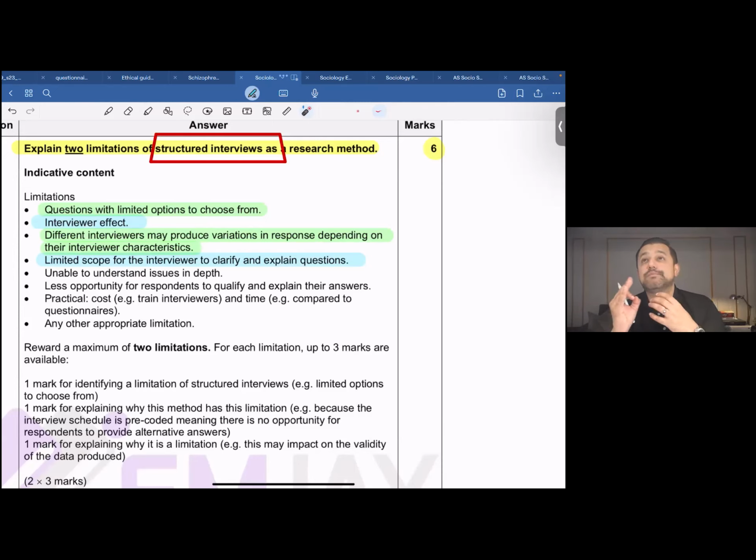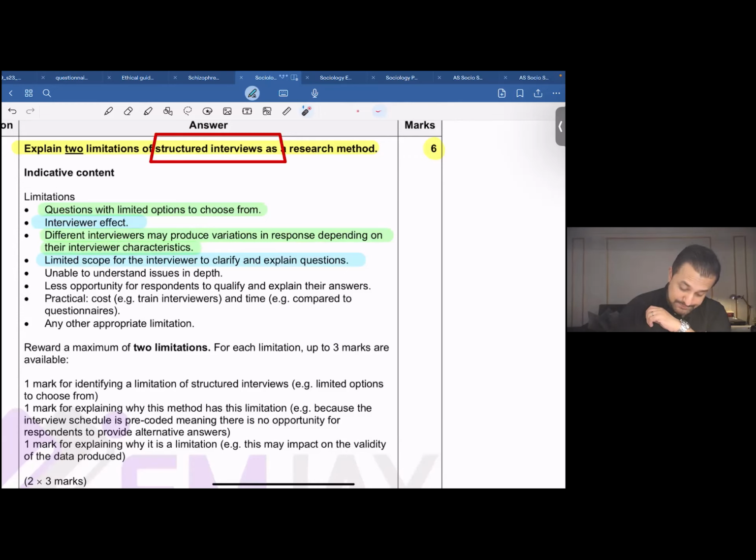In that case, there's always a possibility that because of misinterpretation of the question asked by the interviewer, the interviewee might end up giving an incorrect response. So there is a limited scope for the interviewer to clarify and explain questions. Why is it that we're saying that the scope is limited? Because it is a structured interview, and a structured interview is not flexible.